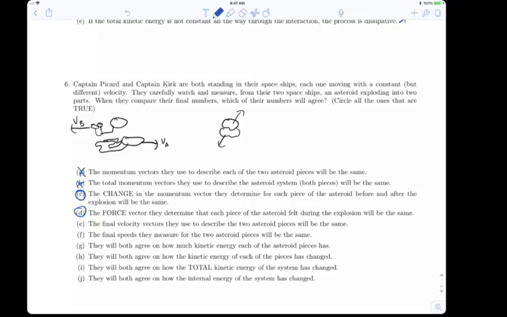Anyway, the final velocity vectors they use to describe the asteroid pieces will be the same. No, they won't. The final speeds they measure will be the same. Oh, that's interesting. No, of course not. They both agree on how much kinetic energy each asteroid piece has. No. They'll both agree on the total kinetic energy. Oh, okay. They'll both agree on how the kinetic energy of each of the pieces has changed.